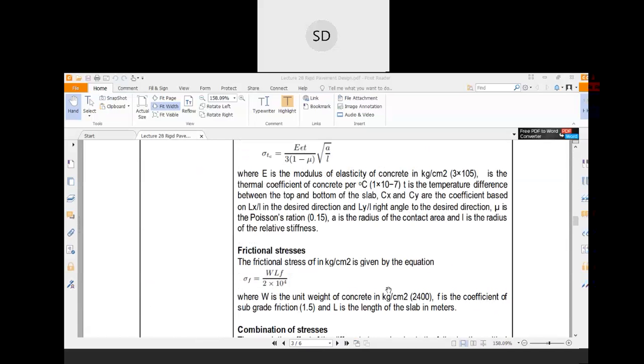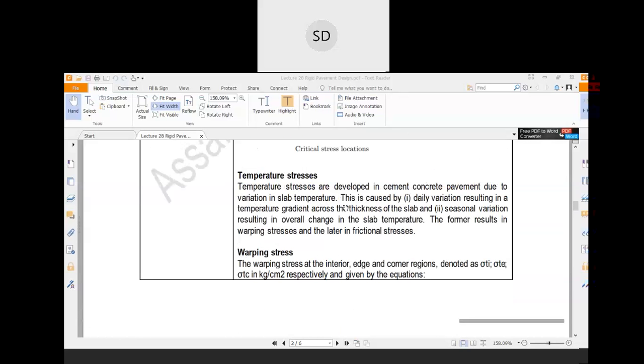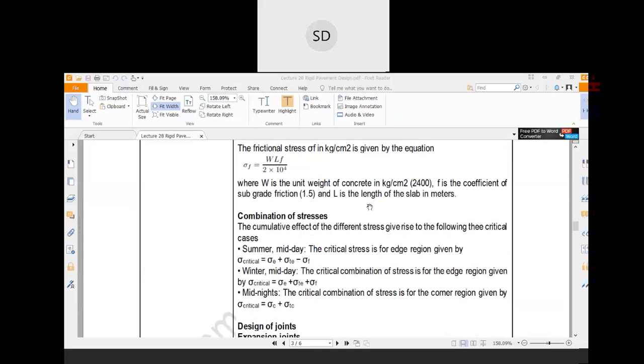So in our previous class, we discussed different types of stresses which occur in the rigid pavement, and among these, two types of stresses are temperature stress and warping stress. There are different critical locations where these stresses will be imposed, and there are combinations of stresses in different seasons and at different times of a single day.